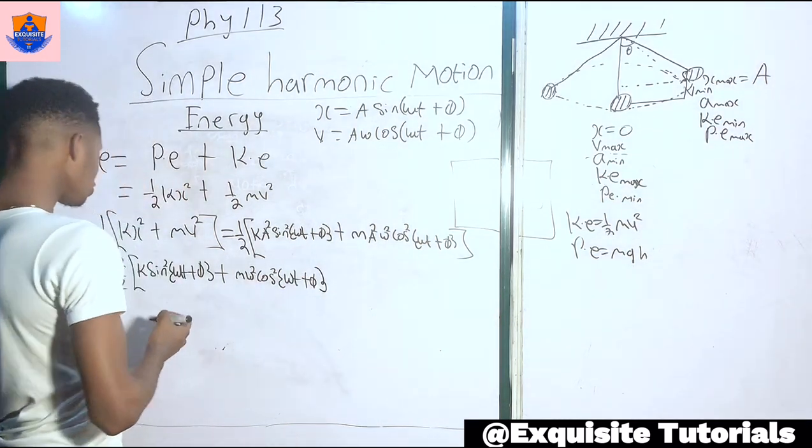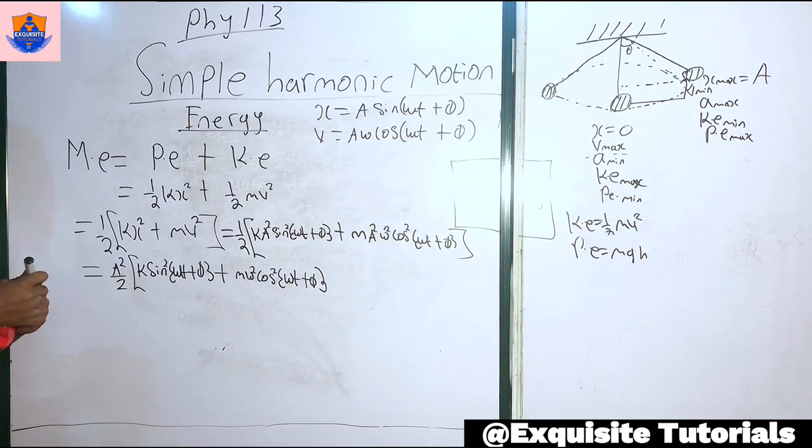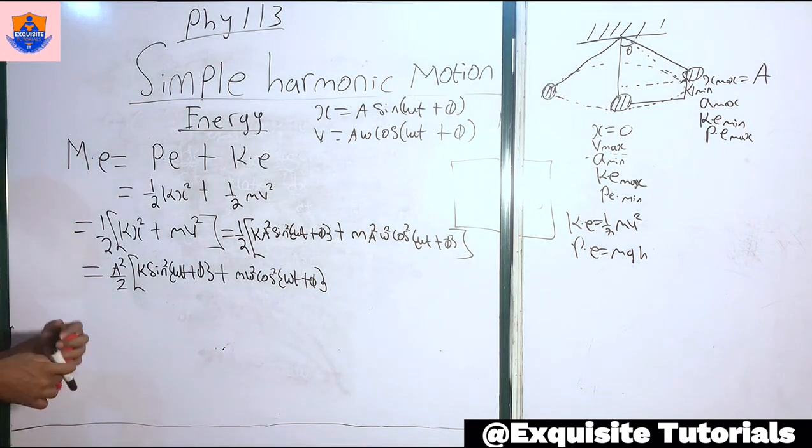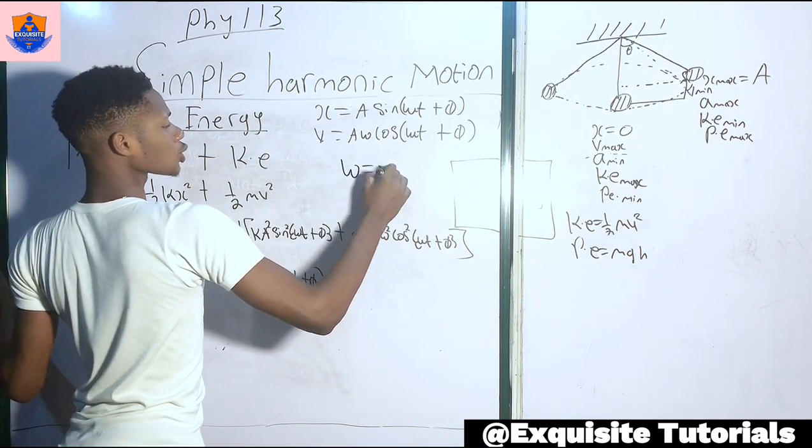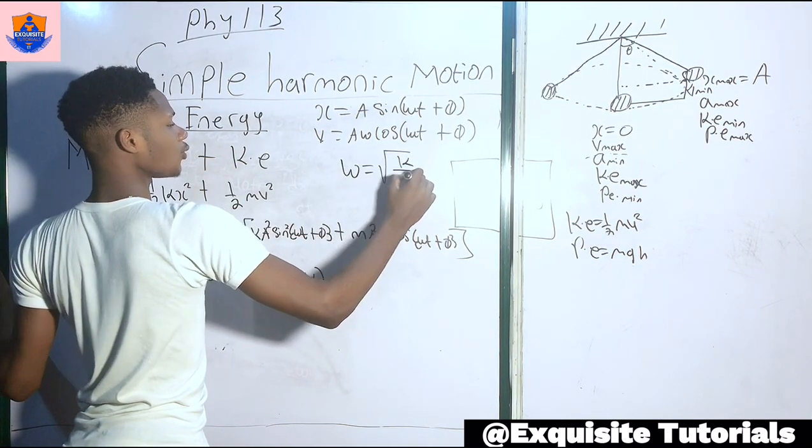Now, also there is a relationship between force constant and angular velocity. It is quite a useful and good relationship that we have to take note of. And that relationship is omega equals the square root of force constant over mass.